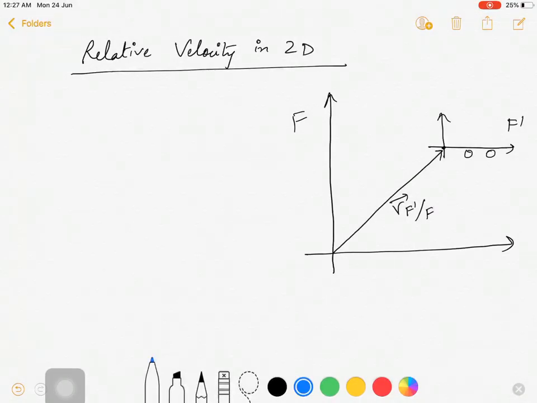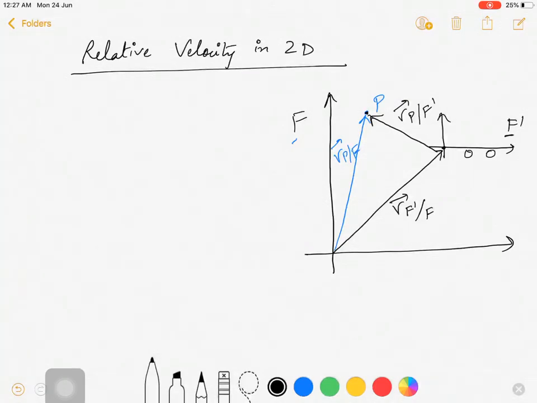Now consider a particle P which is also moving. Now the position vector of this particle P with respect to this fixed frame of reference is like this. So this is R vector P oblique F. Now the position vector of this particle P with respect to this moving frame of reference F dash is this one. So this is R vector P oblique F dash.